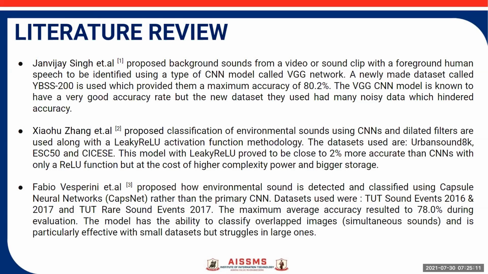Similarly, in the second paper they also used convolutional neural networks with dilated filters and a leaky ReLU activation function. The data sets they used were UrbanSound8K, ESC-50, and CICESC. The model proved to be 2% more accurate than CNNs, but at the cost of higher complexity, power, and greater storage. Similarly, the third used capsule neural networks. They also used different data sets as mentioned, and achieved a result of 78%.